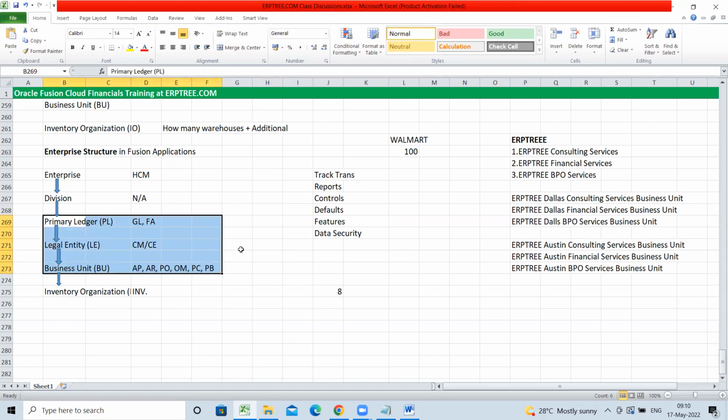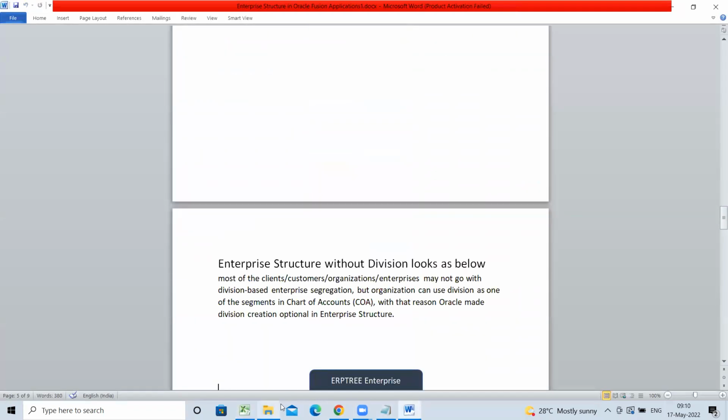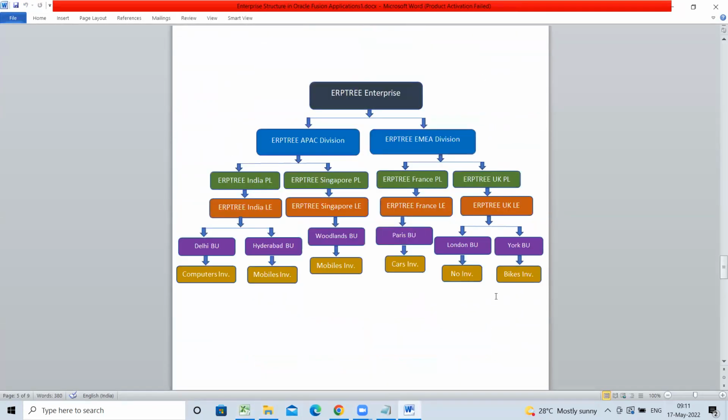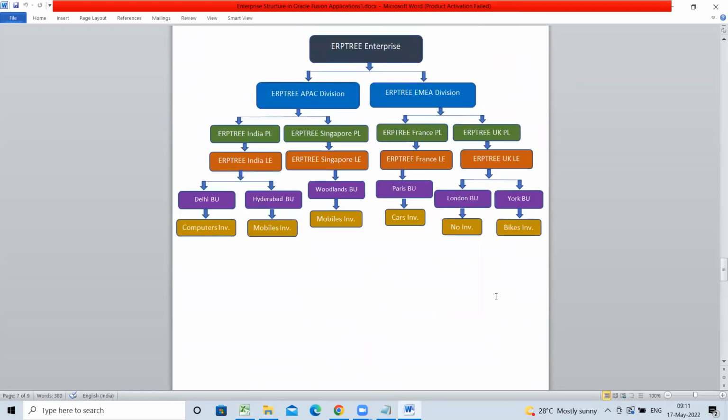Yes. One more question. In your PPT you have shown the legal entity ERP India and two business units. If you say Delhi and Hyderabad, it will have two registrations because they are in two different states. No. In one country, one registration is required. State-wise registration is not required.